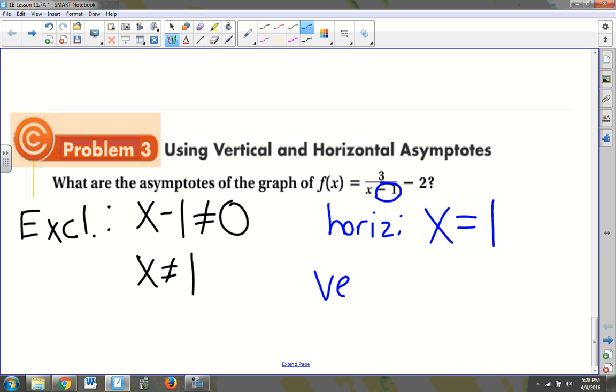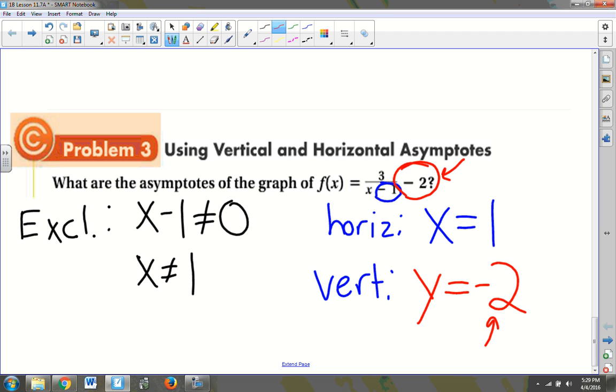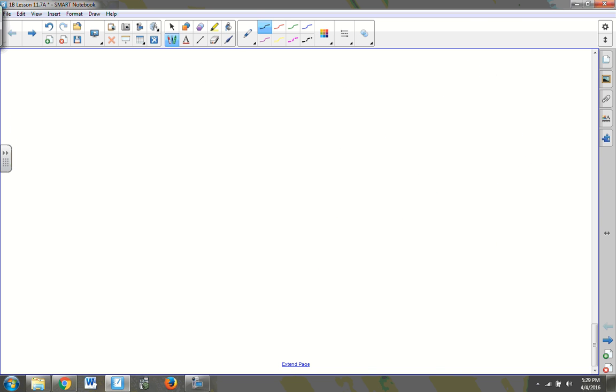My vertical asymptote is at this number right here, because I've taken this whole function and I've dropped it down 2 units in the y direction. That's what that minus 2 means. So instead of having a horizontal asymptote on my x-axis, y equals 0, I now have a horizontal asymptote at y equals negative 2. Okay? So this number is whatever number is at the end of my function. Okay? So I would like you to try this problem.